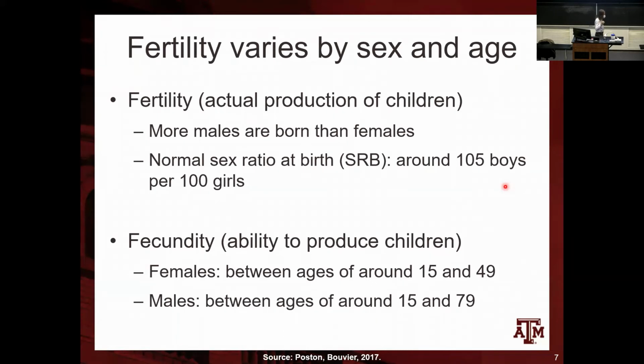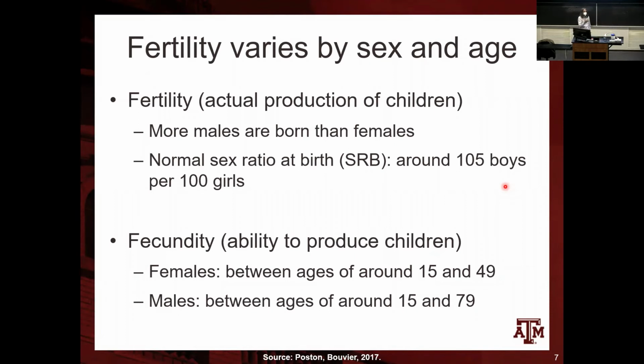And here I'm just going to give you some examples to show you the general trends of fertility, mortality, migration, and how they vary by sex and age. So fertility, what's the difference between fertility and fecundity? Fertility is the actual production of children, how many children women had.